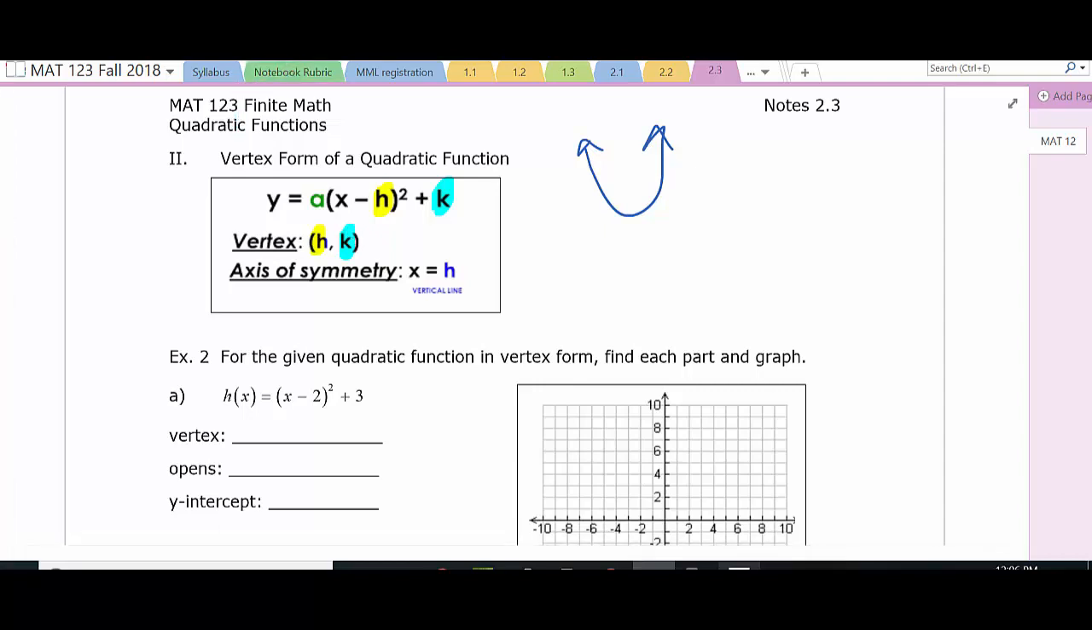So here's the way I like to look at this. Tell me what value of x would make x minus 2 zero. 2, okay, so that means the x value of that vertex is 2, all right? This number right here is going to be the y value, yes?